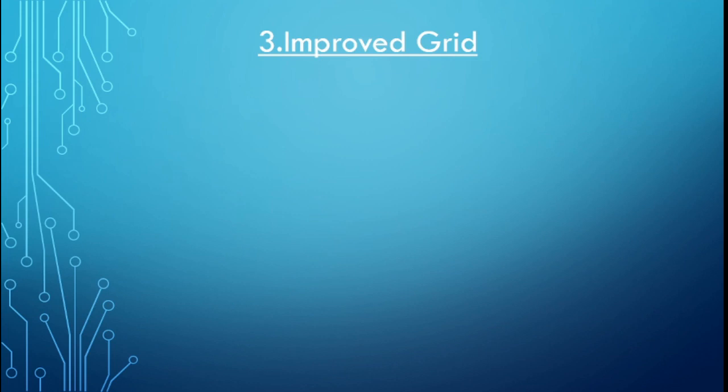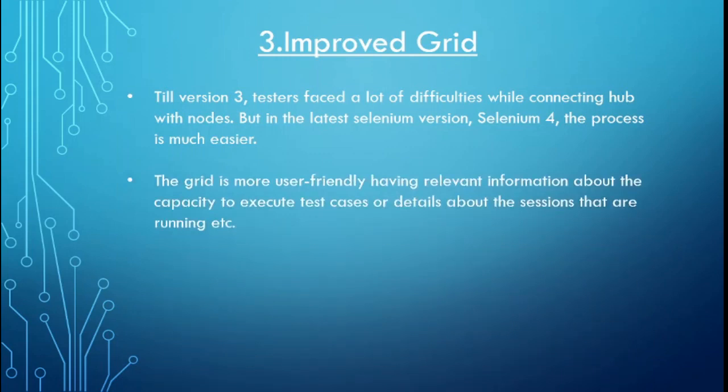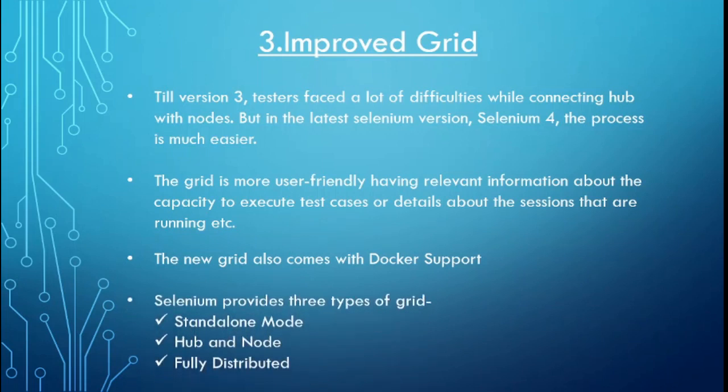Third is the grid. Now there is an improved version of the grid in Selenium 4. Before there were many issues encountered when we were setting up the grid as a Selenium hub and Selenium node on different machines. But now this has become very easy and very user friendly, and grid also supports Docker now. Selenium also provides three types of grid now, which are standalone mode, hub and node, and fully distributed mode.